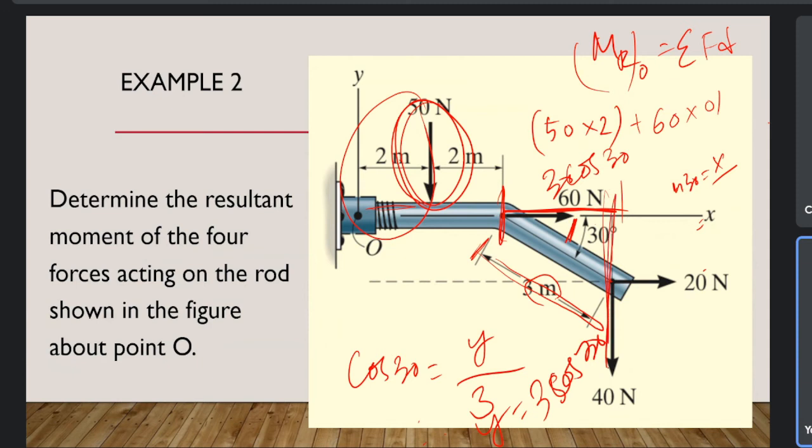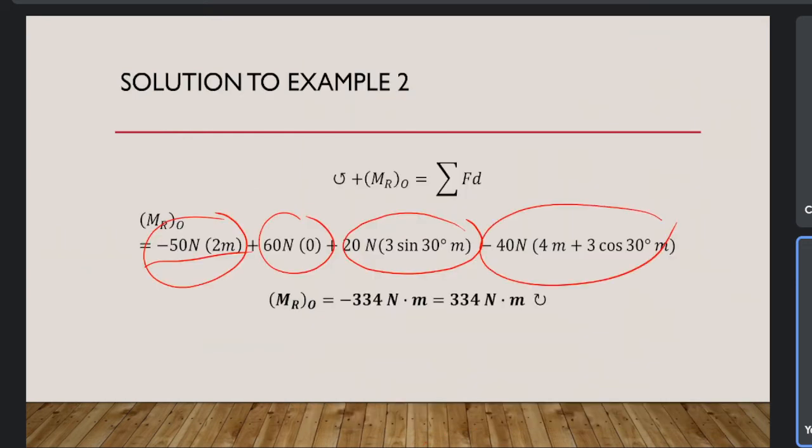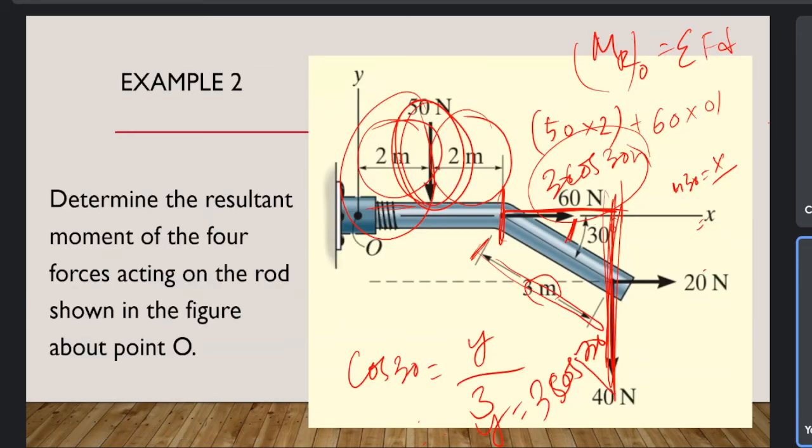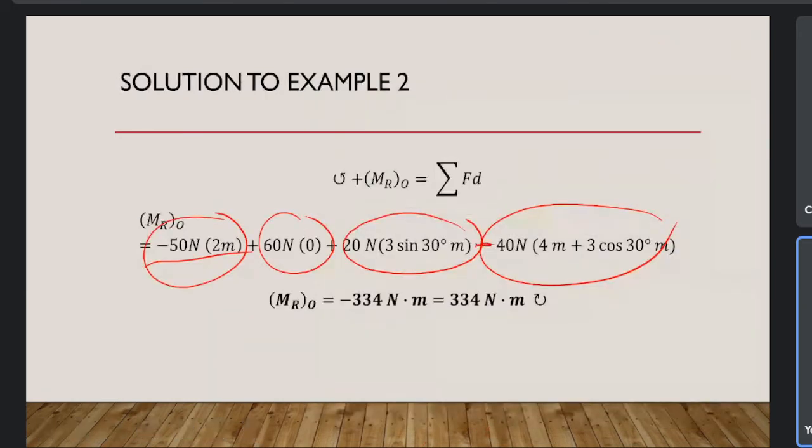So the force applied is 40 Newton, and the perpendicular distance is 2 meter plus 2 meter plus 3 cos 30 meter, times 40. And since it is clockwise, we use the negative sign. So you can solve this one. 50 times 2 is 100. 60 times 0 is 0. Minus 100 sine 30 is 0.5, 20 sine 30, 0.